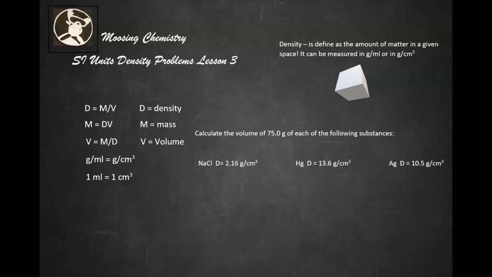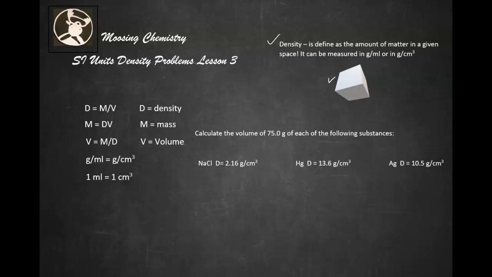This is SI Units Density Problems Lesson number 3. Density is defined as the amount of matter in a given space. It can be measured in grams per milliliter or grams per cubic centimeter, like this cube right here.